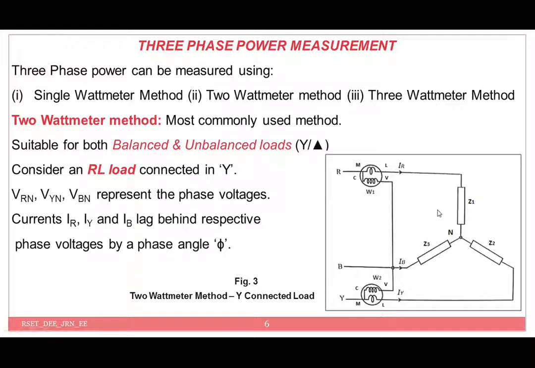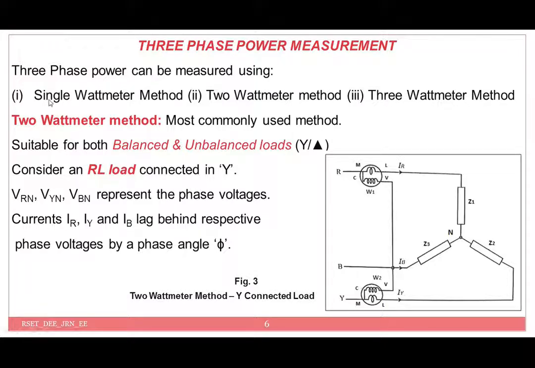So let us consider this as an RL load. Z1, Z2 and Z3 are the load impedances. And actually three methods are there to measure three-phase power. It can be measured using the single wattmeter method. In this diagram you can see 2 wattmeters. It can be measured using 2 wattmeters, and it can also be measured using 3 wattmeters.